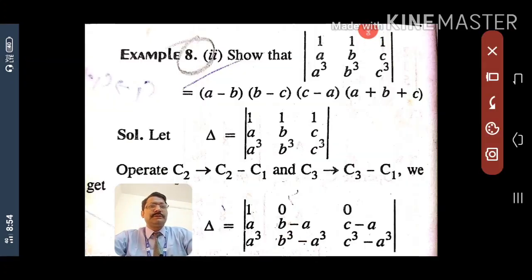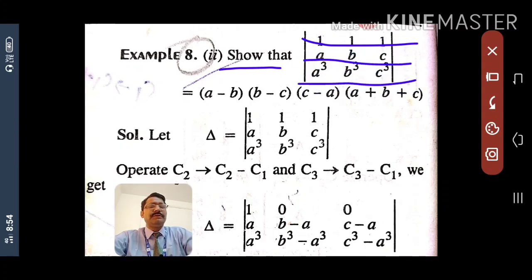Look at this question. In this question, the first row is 1, 1, 1, the second row is a, b, c, and the third row is a cube, b cube, and c cube. That is equal to (a minus b)(b minus c)(c minus a)(a plus b plus c). This we have to prove.